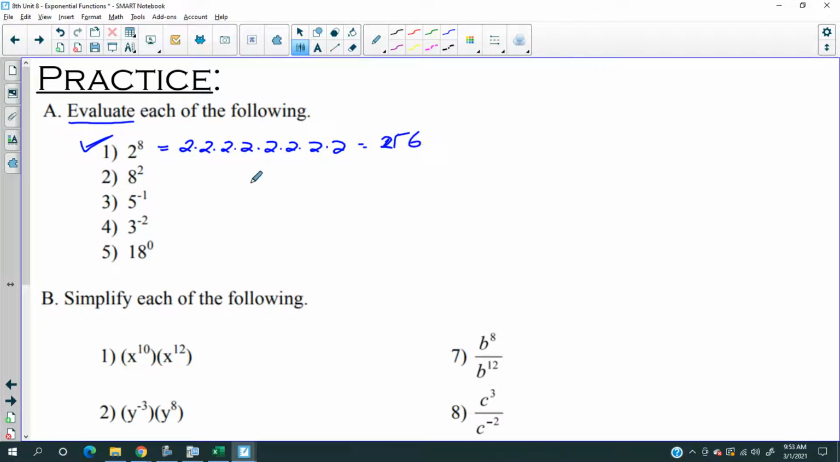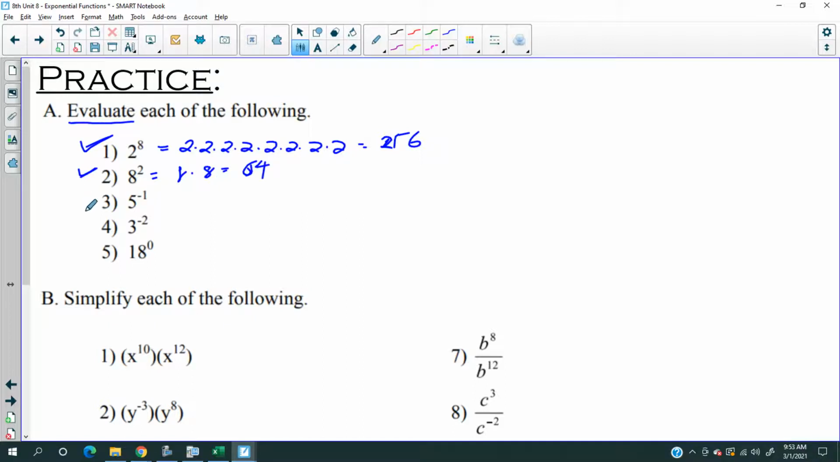The computer's a little slow today. Okay, 8 squared. What's that? That's 8 times 8. Wow, the computer's really slow all of a sudden. 64. All right, hold on.